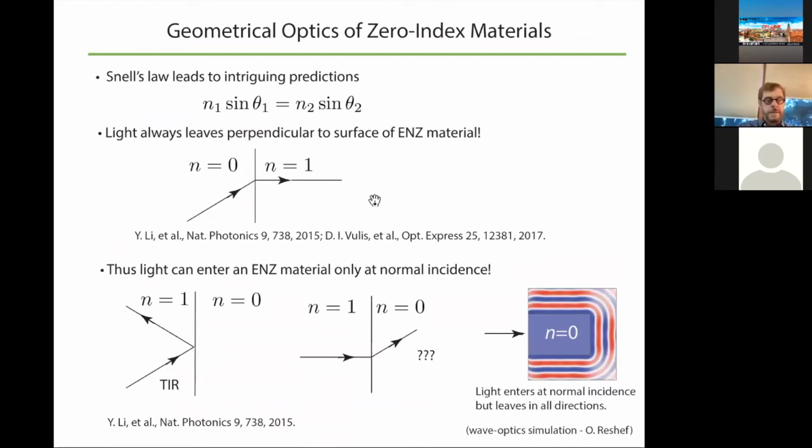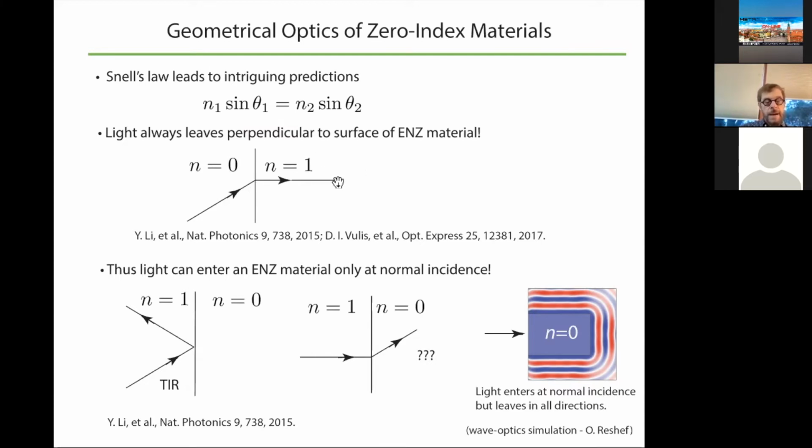Okay, now let's turn to geometrical optics, sort of our simplest understanding of how optics works. And we start with Snell's law in its usual form. And just by putting in the numbers n equals 0 and n equals 1, we see that light always leaves perpendicular to the surface of an ENZ material. Here, no matter what the angle of incidence is on this side, the light will always leave perpendicular to the surface.